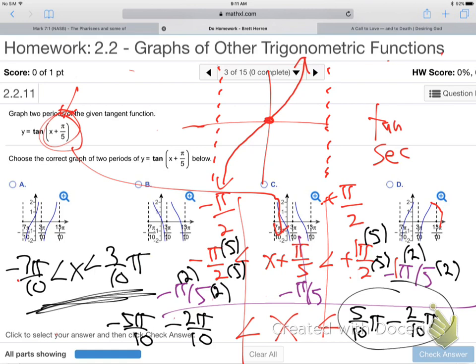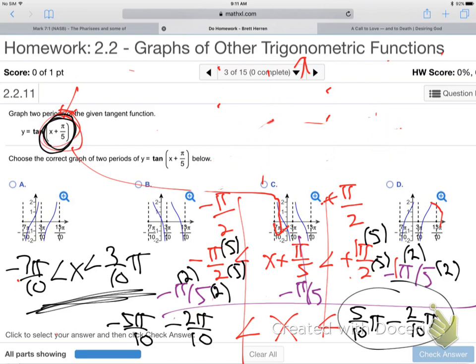So what does that mean? Well, that's where the two vertical asymptote lines end up being for the snake tangent graph. They're shifted because it's not just tangent of regular x. Tangent of regular x goes from negative pi over 2 to pi over 2. But when you throw that x plus pi over 5 in the parentheses, it shifts where the two asymptote lines are. So now we can draw the graph.